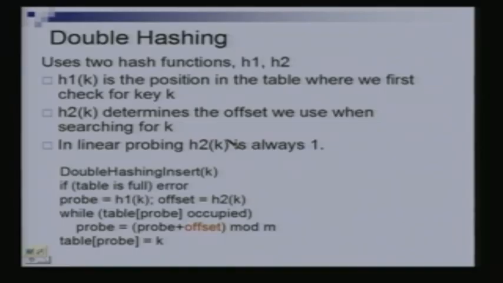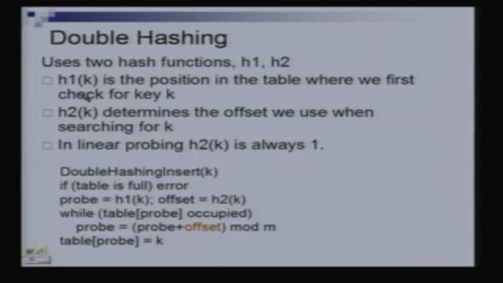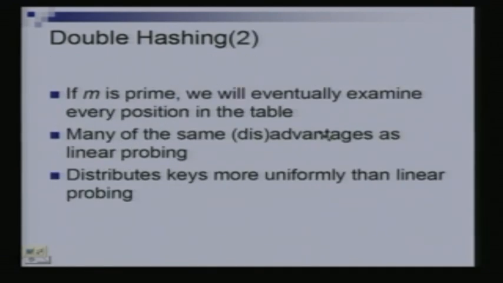If you look at linear probing, your offset was always 1. You were always just going to the next location. If instead I jumped 2 locations, then the offset would have been 2, and so on. In this case the offset is determined by the hash function h2, so the offset could be different for different keys. We'll soon see an example of how double hashing works.